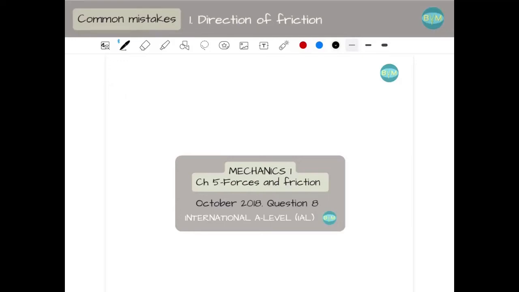Hello, I'm doing this question. It's question 8 in the October 2018 paper in Mechanics 1, that has a very common mistake about friction and the direction of the friction and the magnitude of the friction.